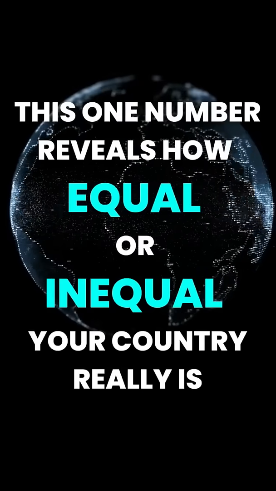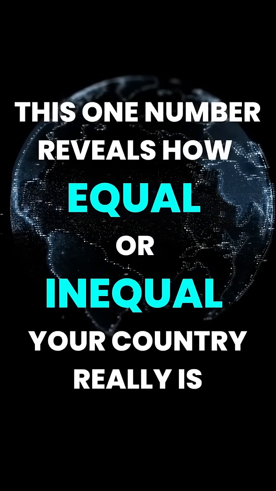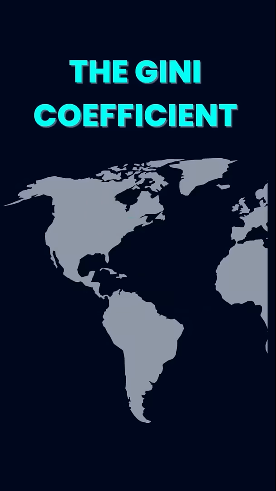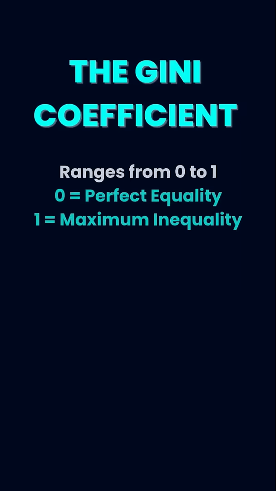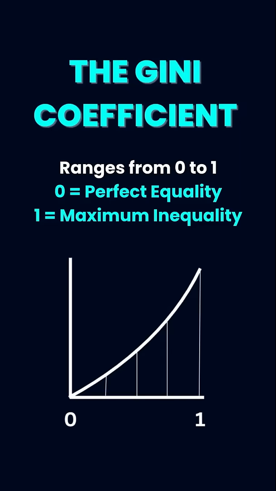This one number reveals how equal or unequal your country really is. The Gini coefficient is one of the most well-known measures of inequality. And interestingly, its value always ranges between 0 and 1.